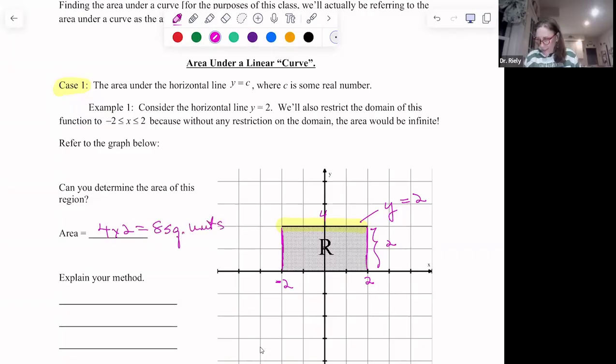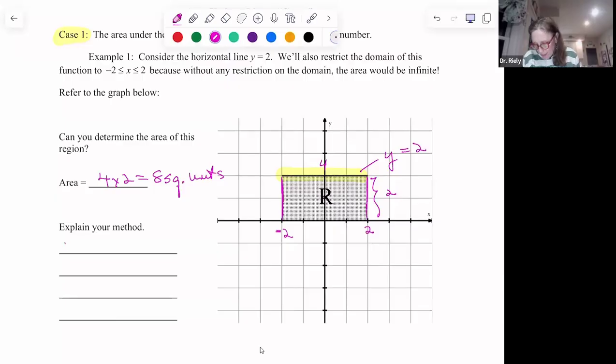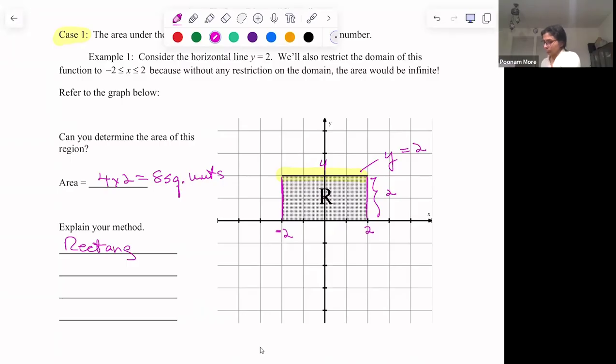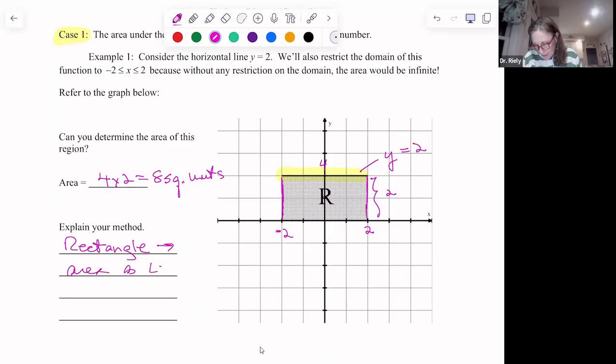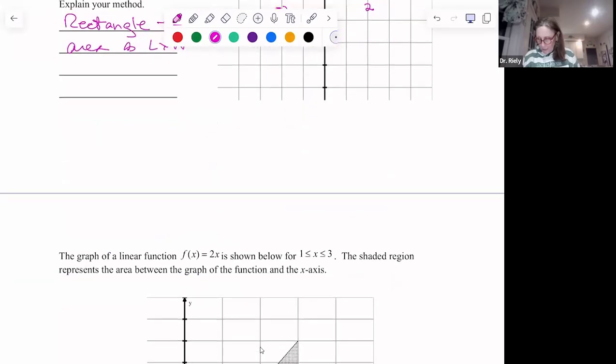So that's all that is. So this was a rectangle. So I was able to use the fact that it's a rectangle and just find the area as length times width. So that's all we did, and we're good. So that's the beginning concept of this Riemann sums. So then we go on and say, okay, can we do another shape that'll be a little bit more interesting?